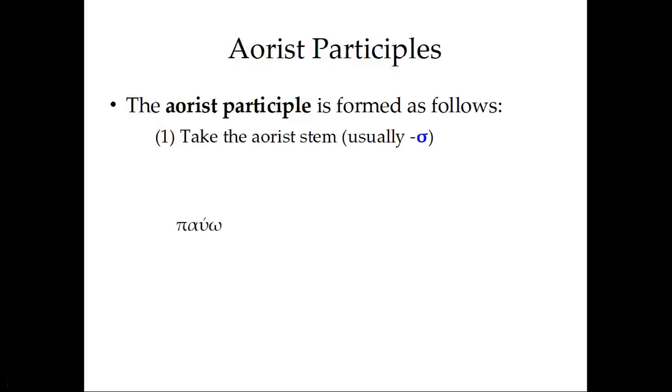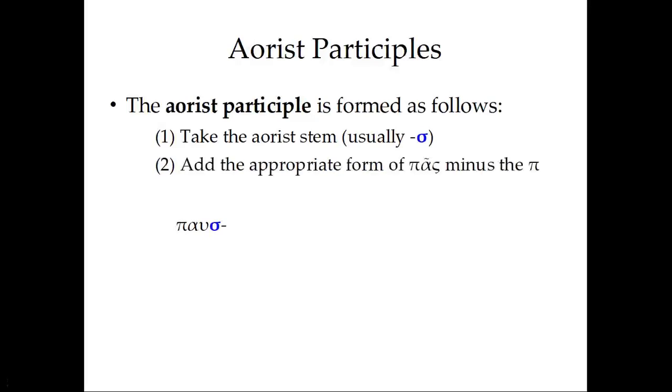So for instance, with a verb like pauo, we drop our personal ending omega, we get our present stem, and then we add the sigma. And for the second part, we add the appropriate form, or the ending, of pas minus the pi. So in the nominative masculine singular, it's going to be as, just like pas is the nominative masculine singular of that adjective. And we would translate this as having stopped in the singular masculine nominative.